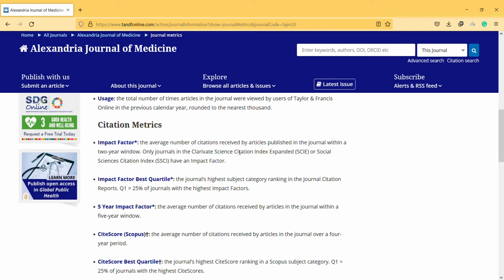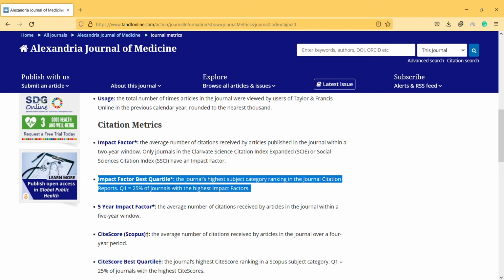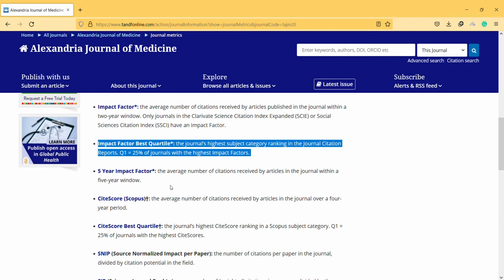And it's also important how they calculate it, because it may differ. So the impact factor quartile means the journal's highest subject category ranking in the citation reports. Q1 means it's in the top 25% of the journals with the highest impact factors, Q2 means 50%, Q3 75%, and the rest is Q4. And I think there's no Q5. I don't know though. Probably there's no such thing.